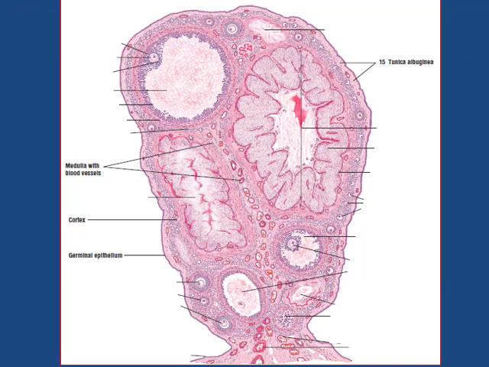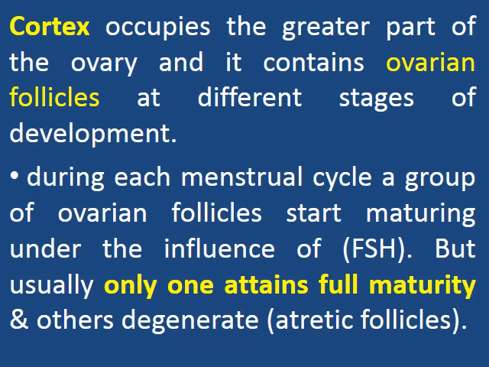This is the picture showing cut section of the ovary, in which you can see the cortex part, and in the middle there is medulla. Cortex occupies the greater part of the ovary, and it contains ovarian follicles at different stages of development. During each menstrual cycle, a group of ovarian follicles start maturing under the influence of follicle stimulating hormone. But usually only one attains full maturity and others degenerate.